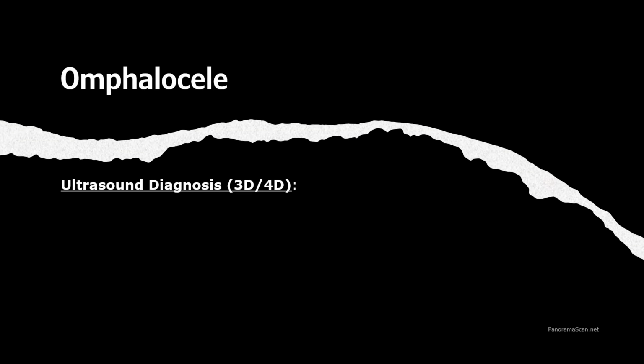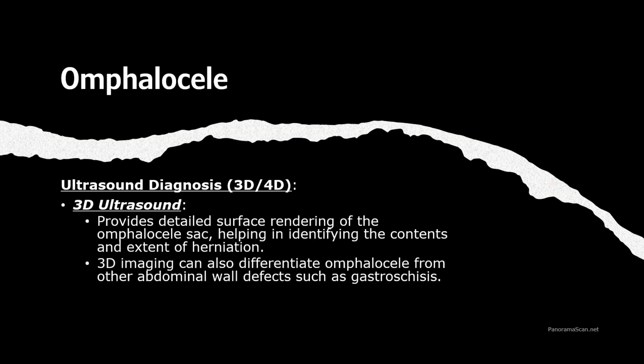When diagnosing omphalocele using advanced ultrasound techniques, both 3D and 4D ultrasound play pivotal roles. With 3D ultrasound, we can achieve detailed surface rendering of the omphalocele sac. This enables us to clearly identify the contents, such as the intestines or liver, and assess the context of herniation. Additionally, 3D imaging is particularly valuable in differentiating omphalocele from other abdominal wall defects, such as gastroschisis, with lack of protective membranous sac.